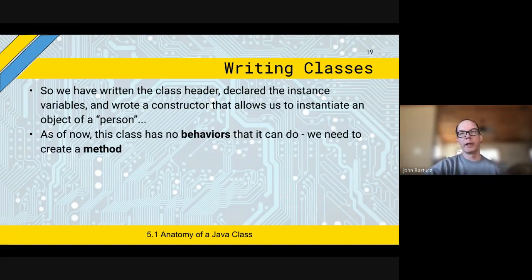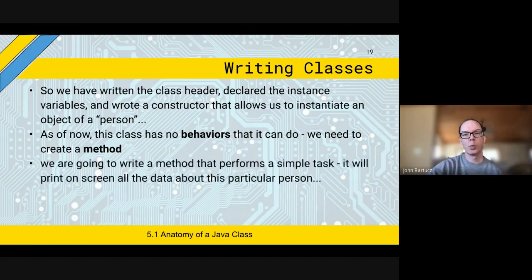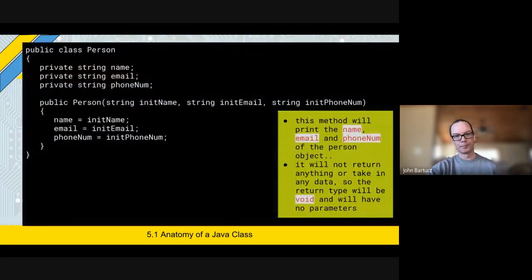But it can't do anything. All we're doing right now is storing those variables. Right? When you create it, you can store it, but you can't do anything. You can't even read them. You can't even get them back at this point because we haven't done any of that. So we're going to write a method that will print out the data that you stored.